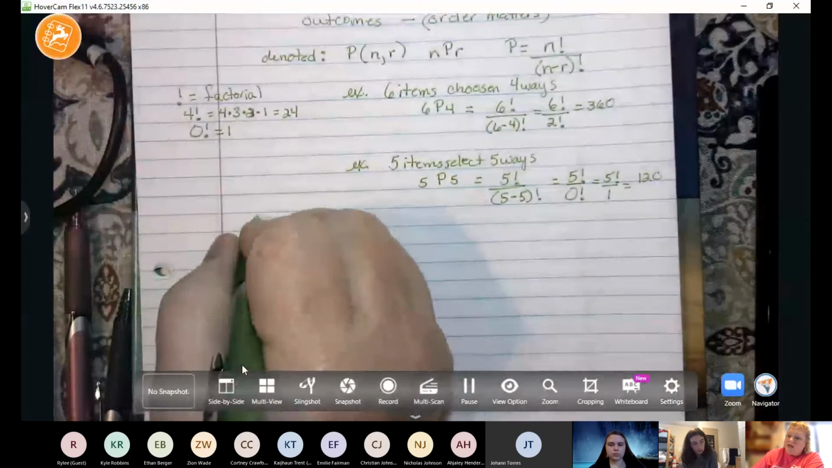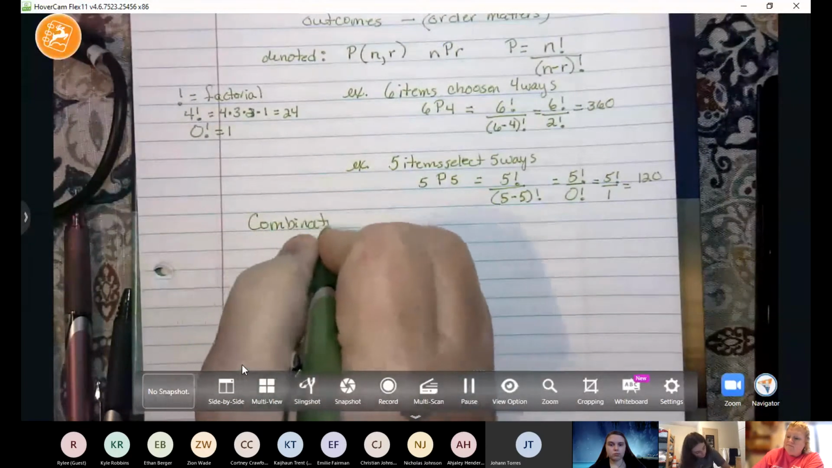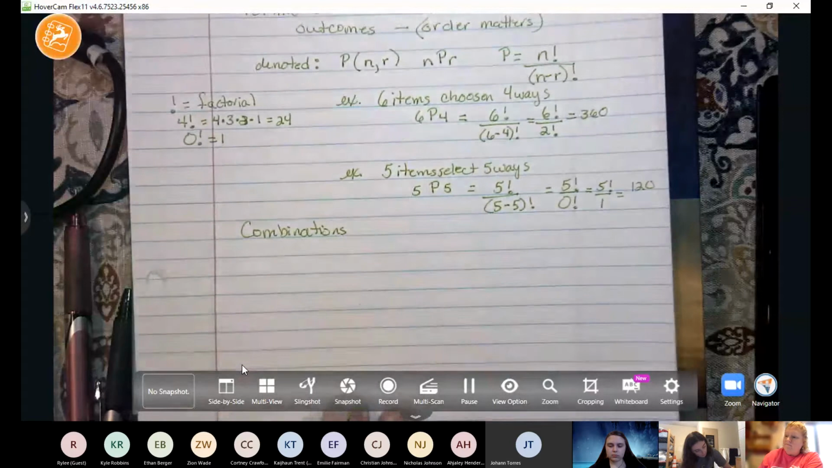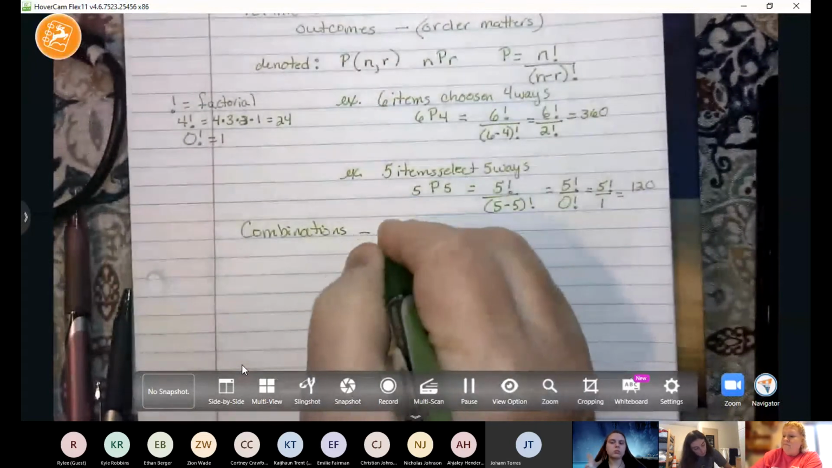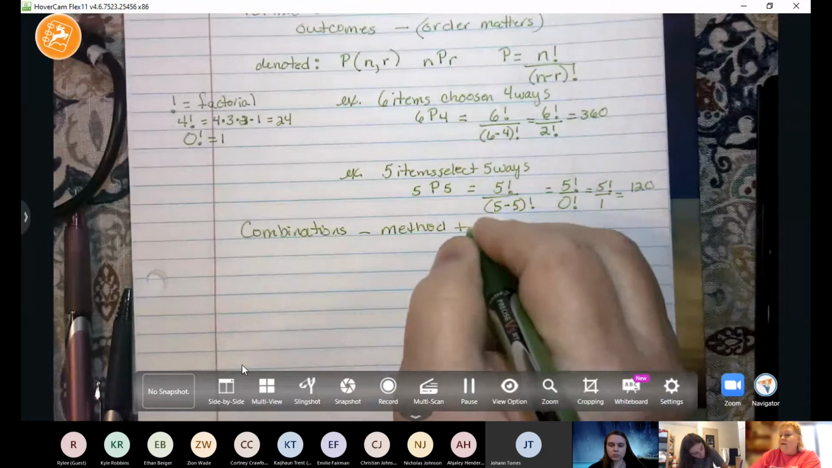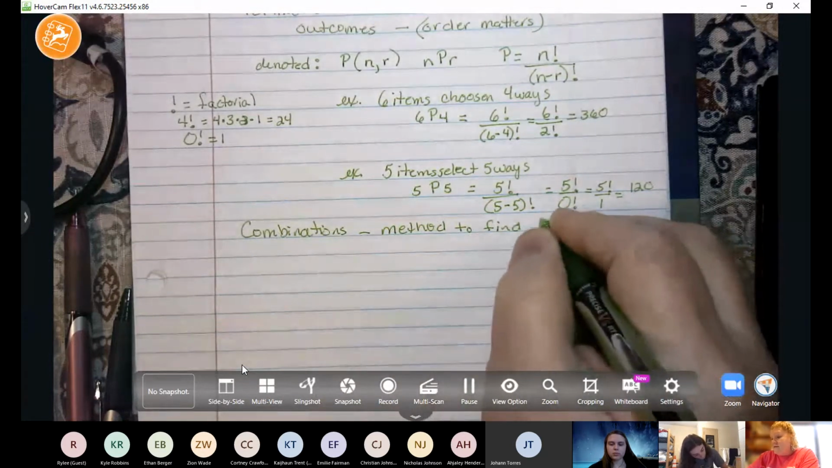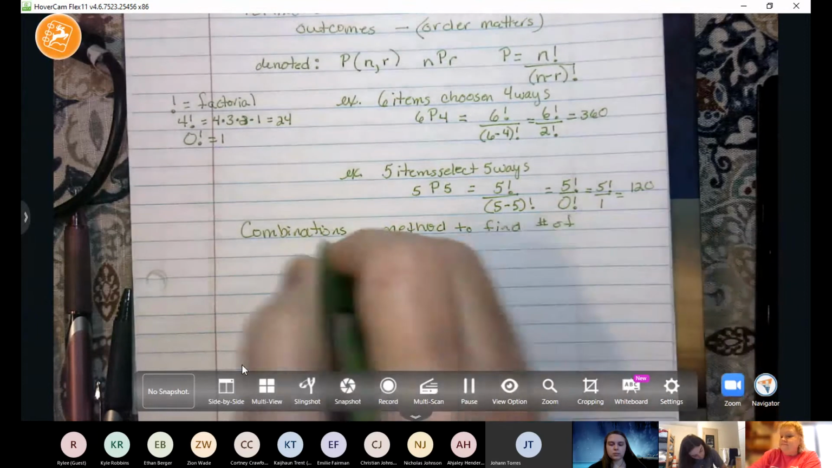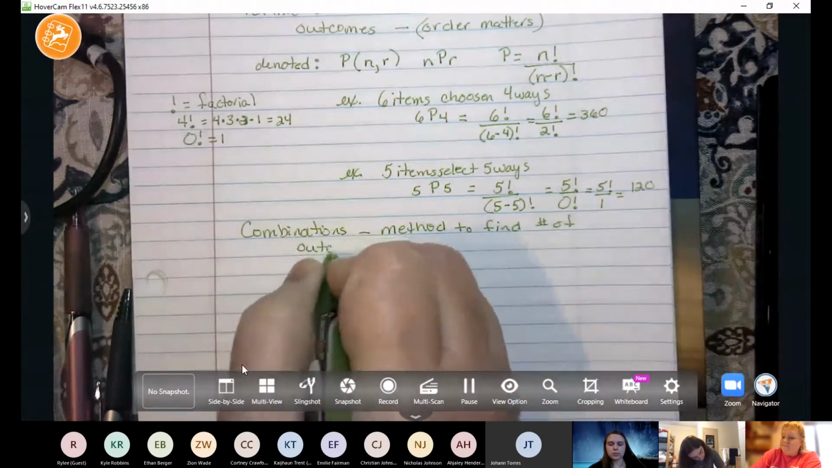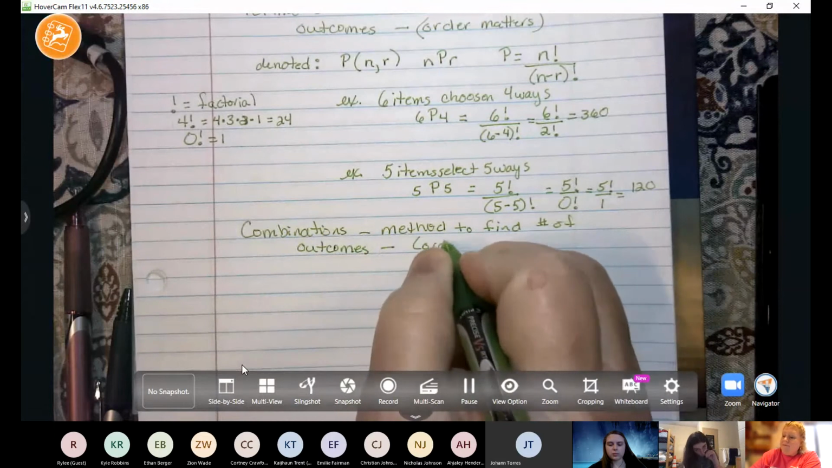Okay, the last one is combinations. A method to find the number of outcomes but the order does not matter.